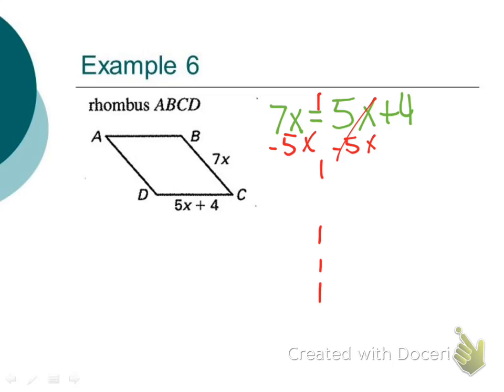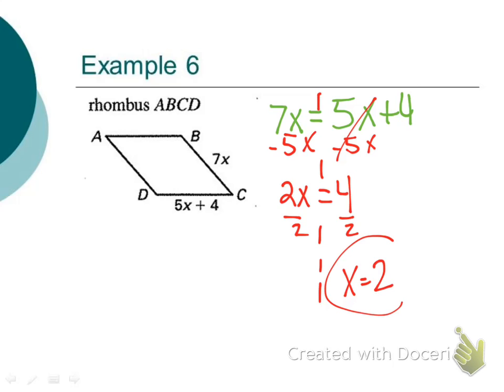So 7x minus 5x, that gives me 2x equals 4. And then what? Divide both sides by 2. So x is going to equal 2. What are your questions?